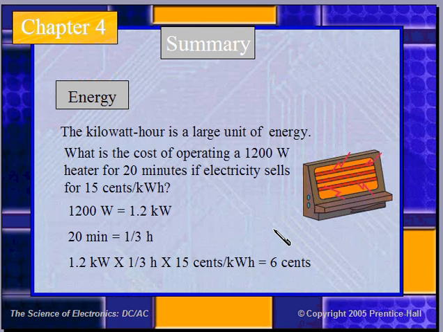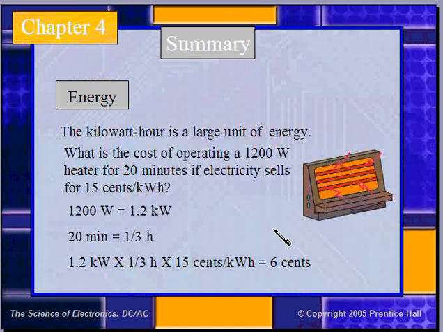The kilowatt hour is a large unit of energy. What is the cost of operating a 1200 watt heater for 20 minutes if electricity sells for 15 cents per kilowatt hour? So 1200 watts is 1.2 kilowatts. 20 minutes is 1/3 of an hour. So you take 1.2 kilowatts, multiply that by 1/3 of an hour times 15 cents per kilowatt hour. So you take 1.2, multiply it by 0.333, and then multiply that by 15, and it comes out to 6 cents.